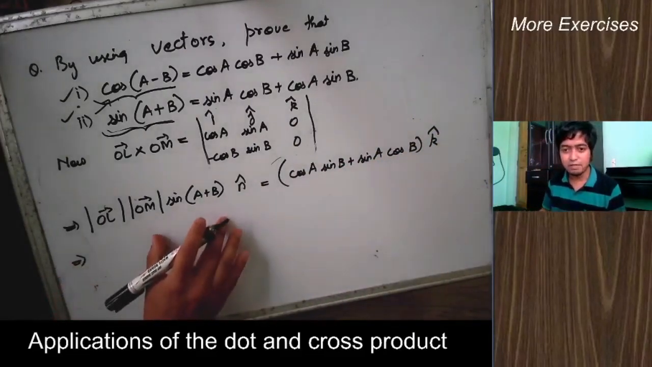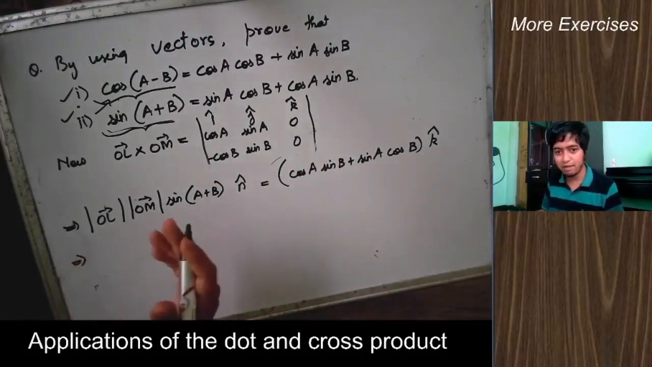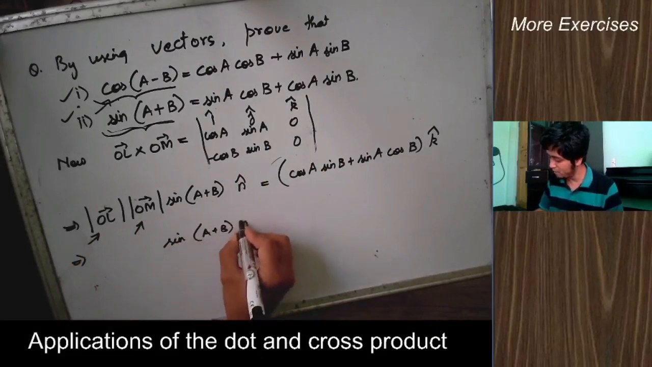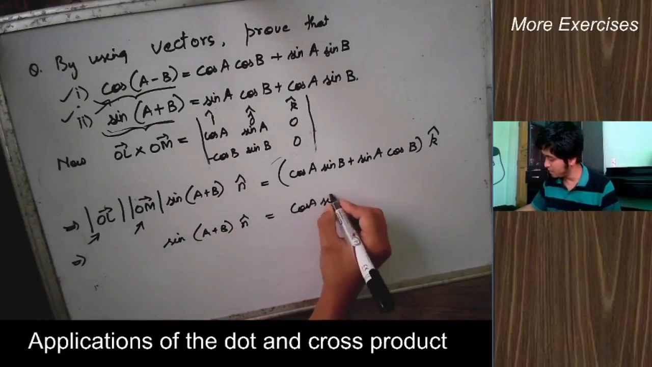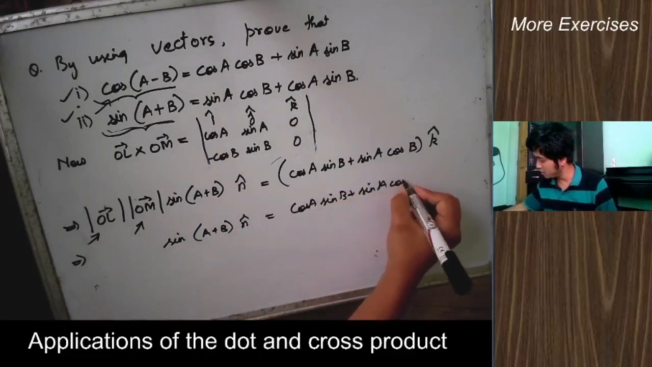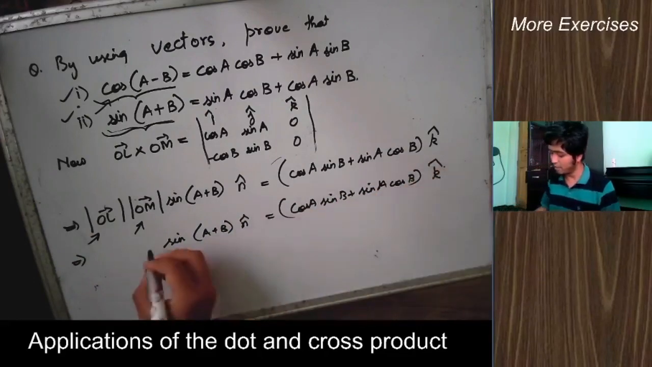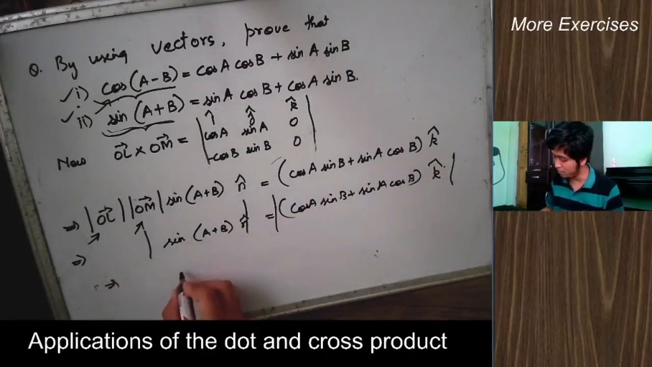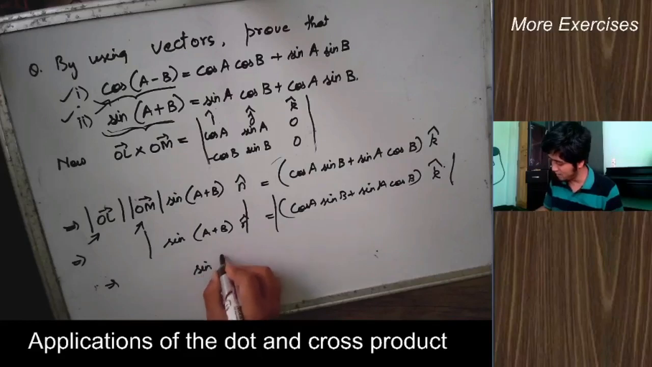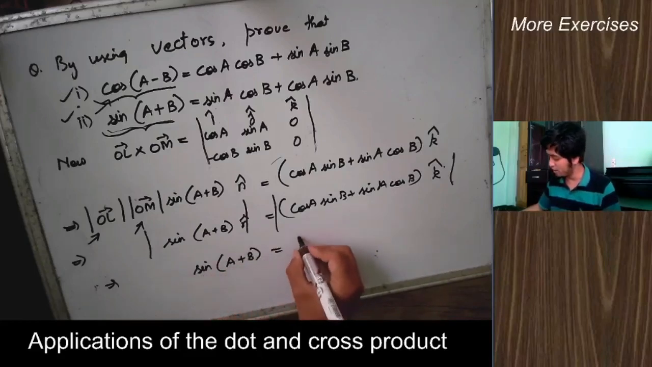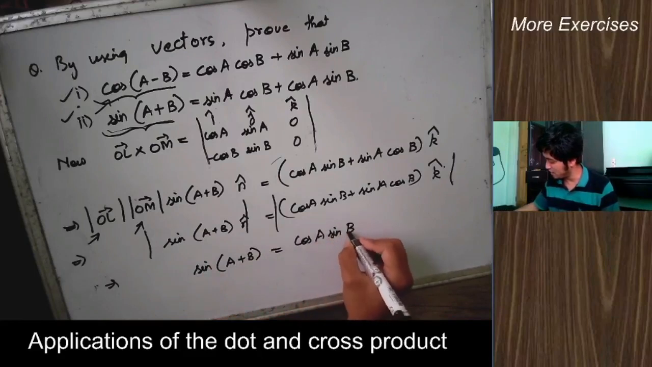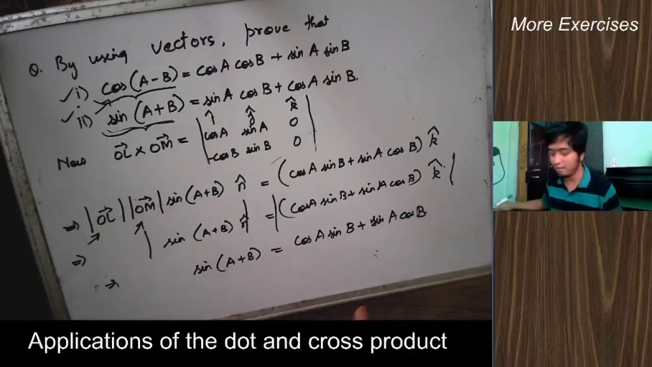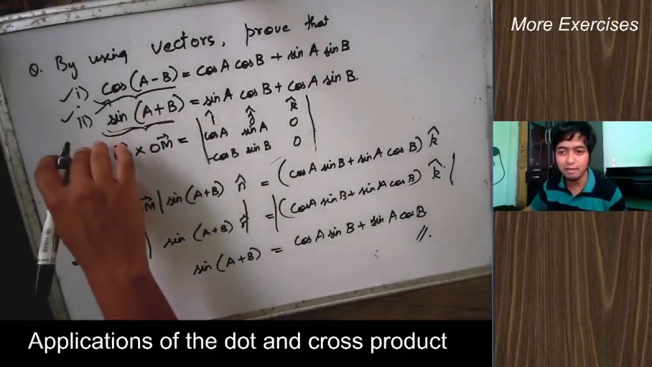So now what we can do is take the magnitude of both sides and we will get the answer. The magnitude of this one is 1. So we will have n cap equal to cos A sin B plus sin A cos B. Take the magnitude of both sides. The magnitude of n cap will be 1. The magnitude of this one will be just sin(A plus B), and the magnitude of the other side is just sin A cos B plus cos A sin B. So we are done, which is the required proof for number 2.